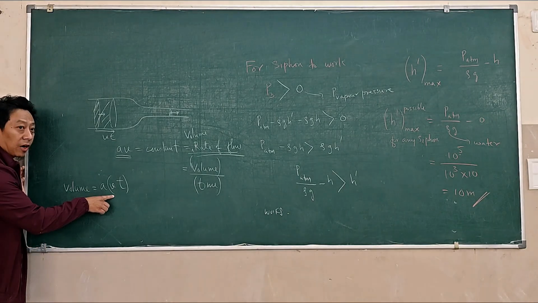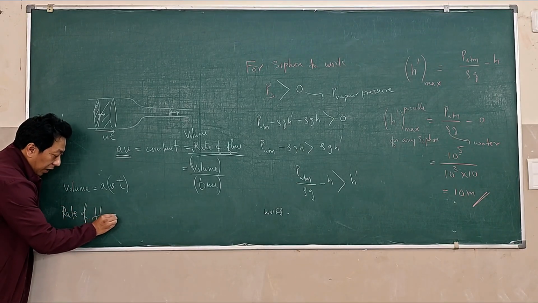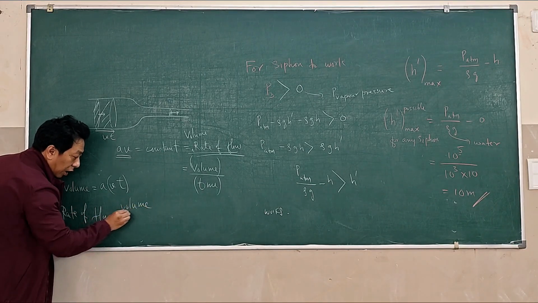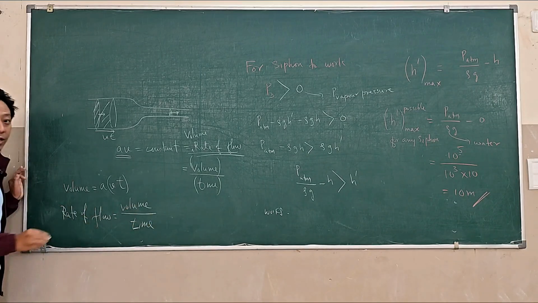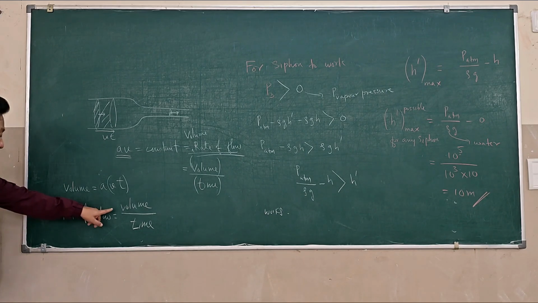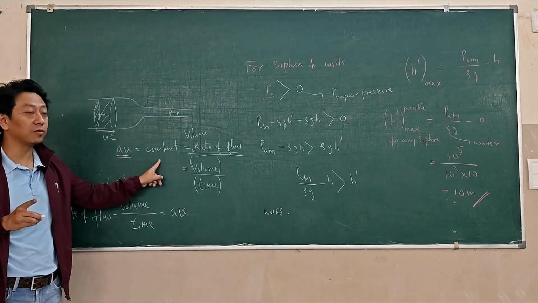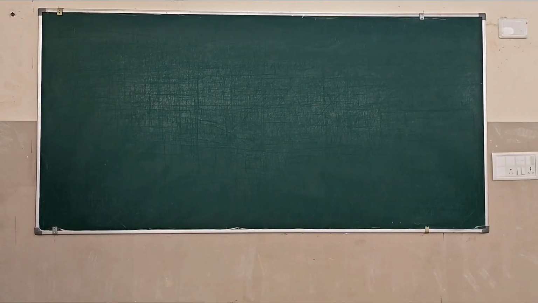Now, this is volume coming out. What about rate of flow if they ask? Rate of flow means how much volume comes out per second. Per second means you have to divide by time. Suppose 10 meter cube comes out in 10 seconds. Then what is the rate of flow? 1 meter cube per second. You have to divide by 10. So please remember, area into velocity represents volume rate of flow.